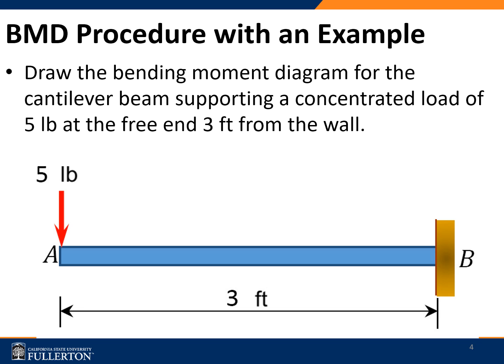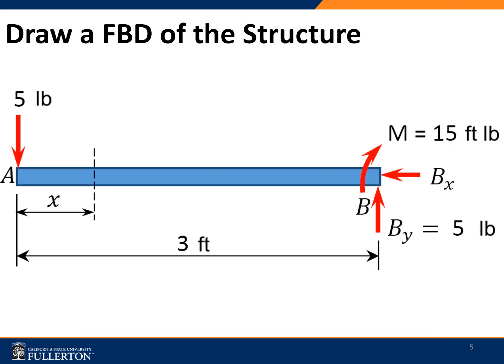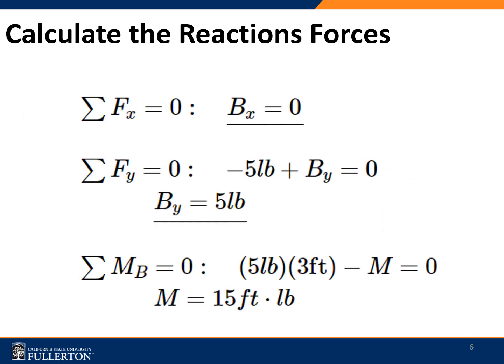Let's take a look at an example. Consider drawing the bending moment diagram for the cantilever beam shown here, supporting a concentrated load of 5 pounds at the free end, 3 feet from the wall. The first step is to draw the free body diagram of the structure. Next, we calculate the reaction forces, just like we did for the shear force diagram.